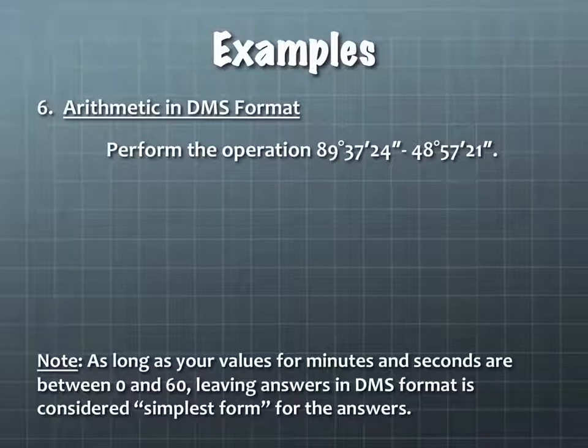All right. I'm going to do an example of subtraction. Your book, when you're doing your group work and your homework, you're going to have some examples with addition as well. It works very similarly. The question asks us, what happens when we take an angle of measure 89 degrees, 37 minutes, 24 seconds, and we take away an angle of 48 degrees, 57 minutes, 21 seconds?